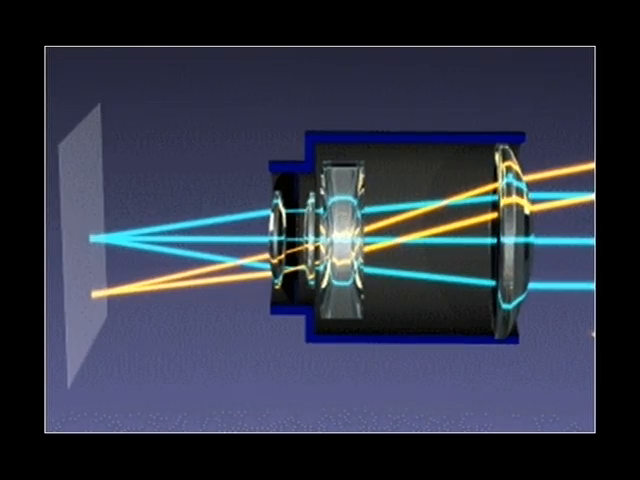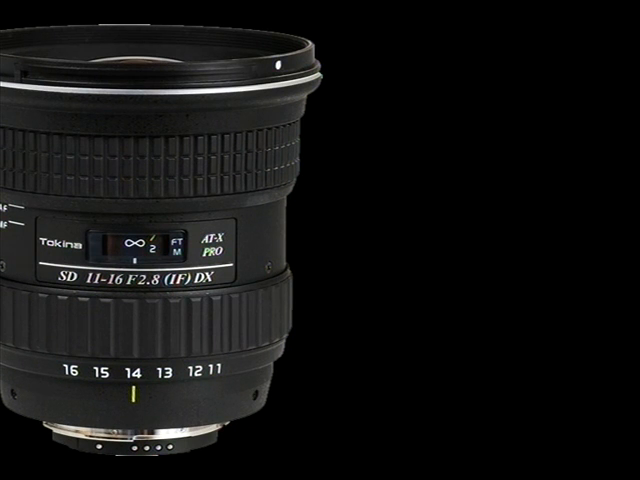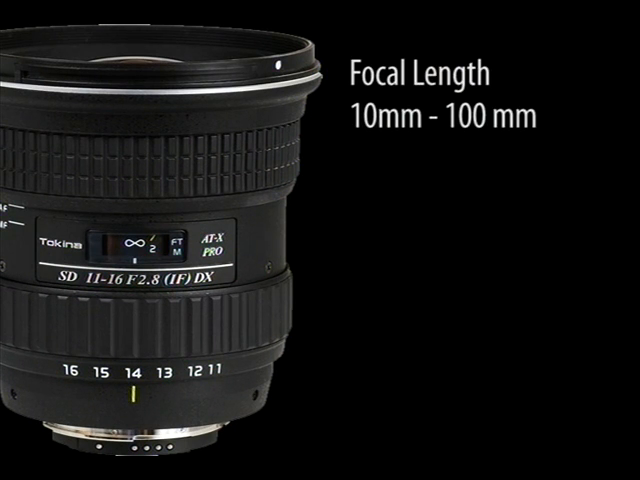A zoom lens is a variable focal length lens where you can vary the focal length by turning a ring. There is an advantage to it because with a single lens you can get a variation from normal, wide and tele. By turning this ring you can go to any focal length within the permissible range the lens offers. For example, you can get a focal length from 10 to 100 millimeter.